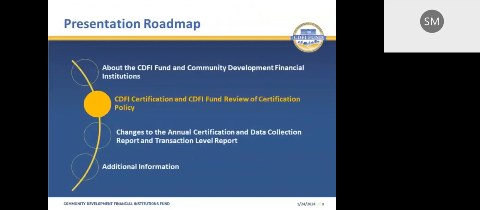Now we will discuss CDFI certification and the CDFI Fund's review of the certification policy.